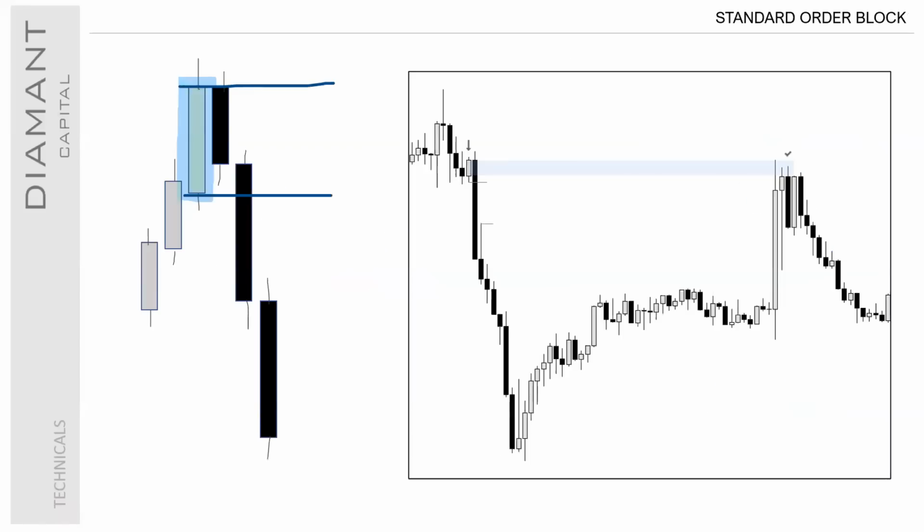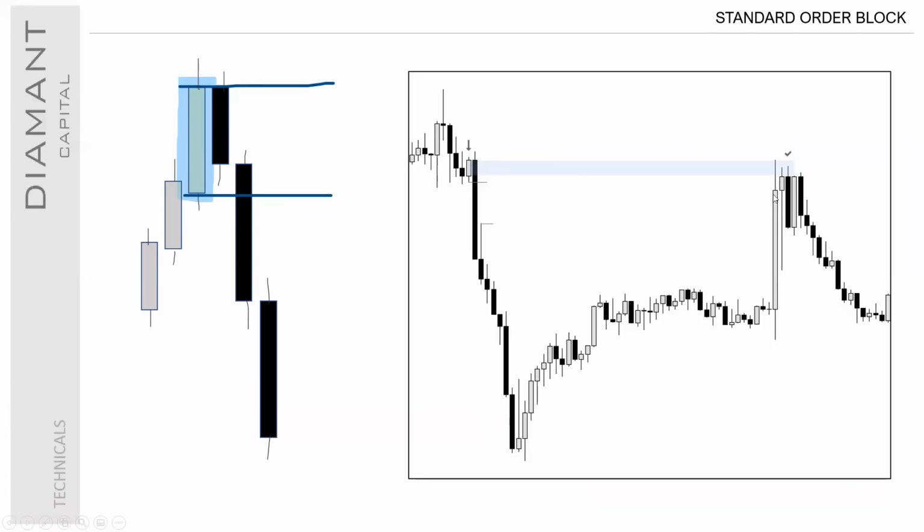So the first one is the standard order block. This is pretty much what you find across YouTube, the internet, wherever you look for smart money concepts. If you're in a downtrend, it's the last up candle before the down move. It doesn't really matter about the size of it or the colors. You can keep everything in black if you wanted to, but it's pretty much the last up candle before the down move.